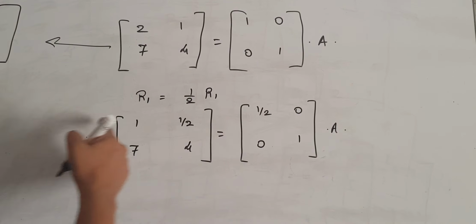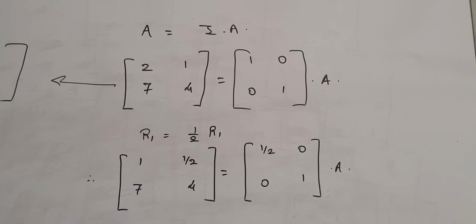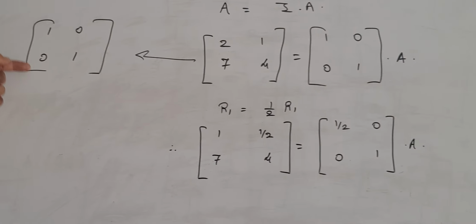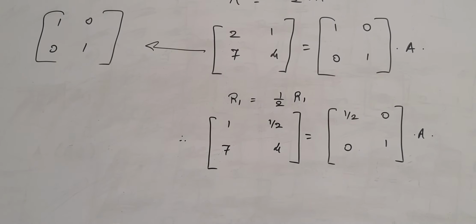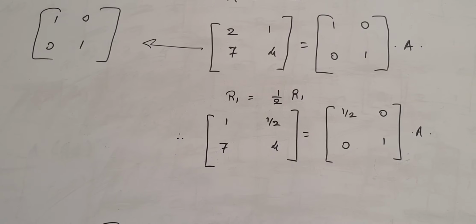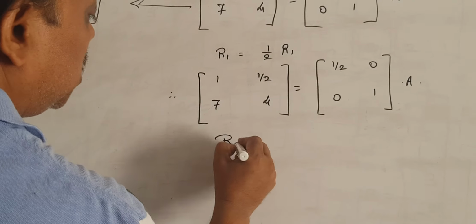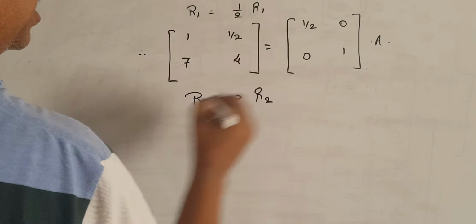The first row, we have divided both sides by 2. Is that clear? In the first column you see 1 0, while here 1 7. In place of 7, we want a 0. So we have to remove that. So we use this operation. Second row, we have to change. So how do we change the second row?